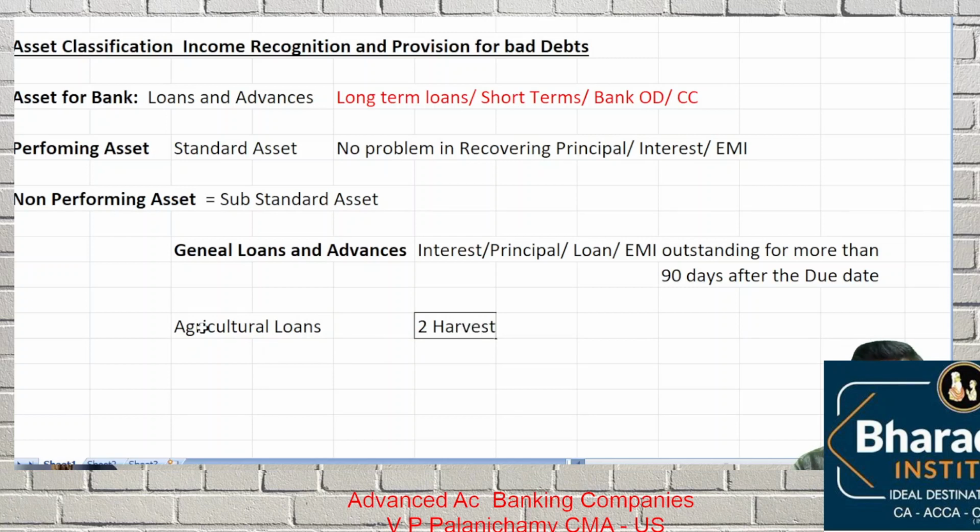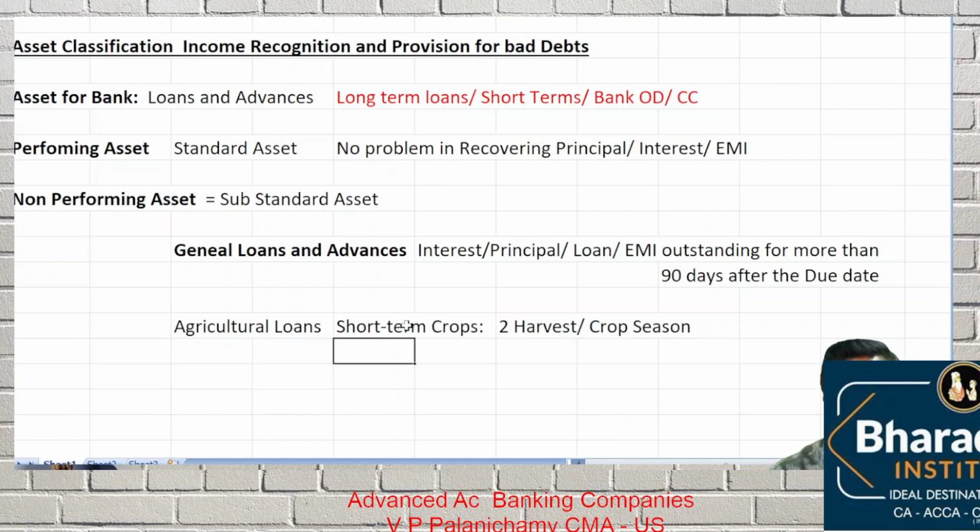For agricultural loans, we can classify them into short-term crops and long-term crops. For short-term crops, it will be like 2 harvest seasons. Very simple. If a farmer does not pay within 2 harvest seasons, there's less chance of paying. So for short-term crops, you can wait for 2 harvest seasons. For long-term crops, you can wait for 1 harvest season. Long-term crop means more than a 1-year crop, like turmeric, banana, tobacco, all those things. If the farmer has not repaid the loan or interest within the 2 harvest seasons for short-term crops, or 1 harvest season for long-term crops, as the case may be, it is called a non-performing asset.